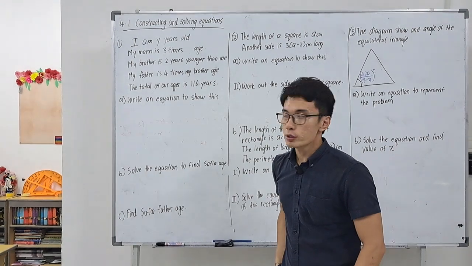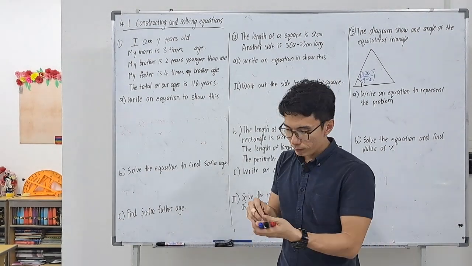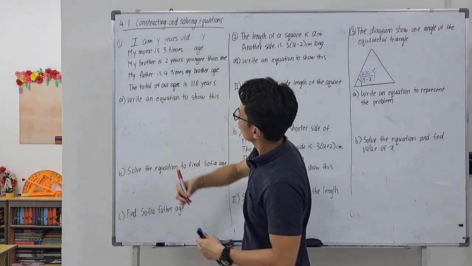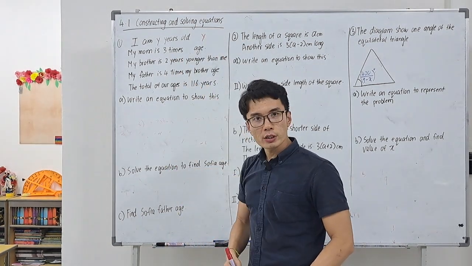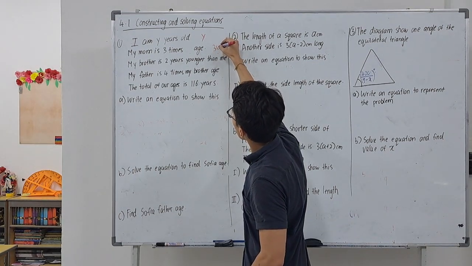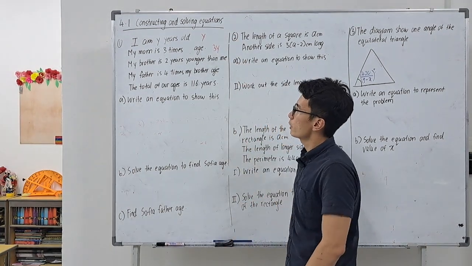All right, so let's see. Over here, I have a question. I am y years old, all right? So over here, the expression is going to be y years old. My mom is 3 times my age. So that expression is going to be 3y, correct? 3 times y, 3 times my age.